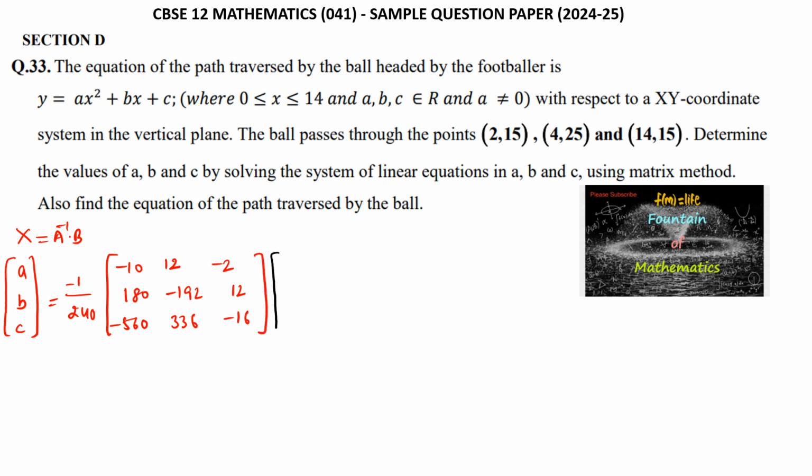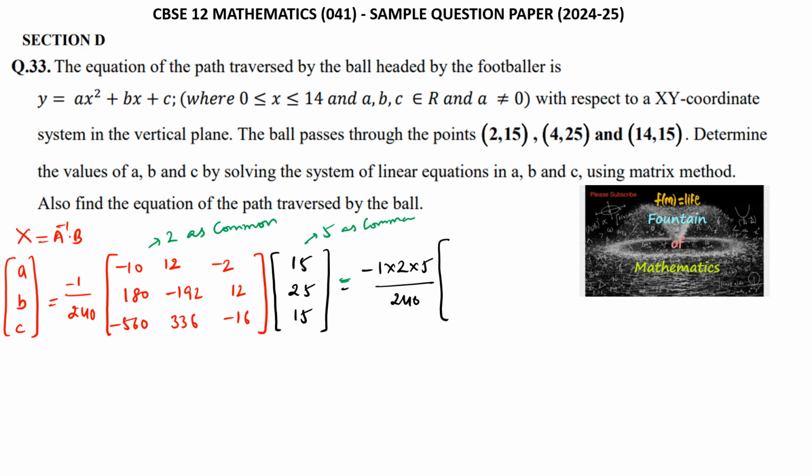and the constant matrix is 15, 25, and 15. So here we can take 2 as a common, and here 5 as a common, so that we can write minus 1 into 2 into 5 divided by 240. So when 2 is taken common from the first matrix, we can write minus 5 and 6 and minus 1, and here 90 and minus 96 and 6, and again the next minus 280 and 168 and minus 8. So multiplied with the constant matrix when 5 is taken common: 3, 5 and 3.